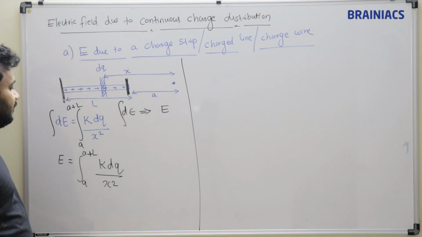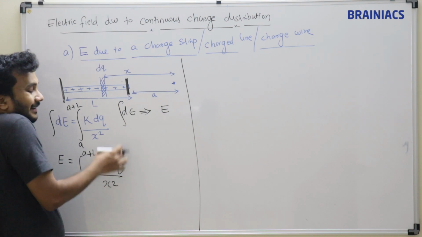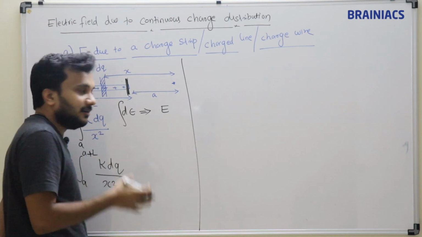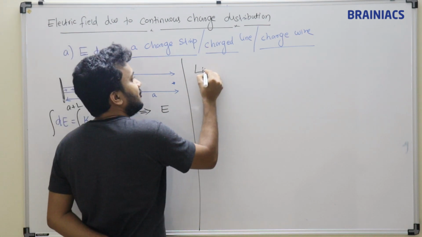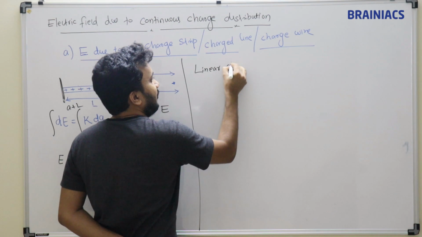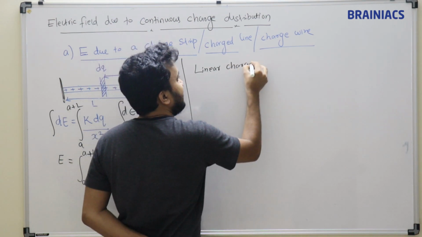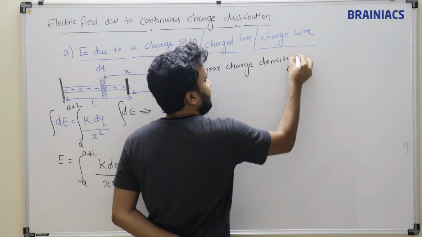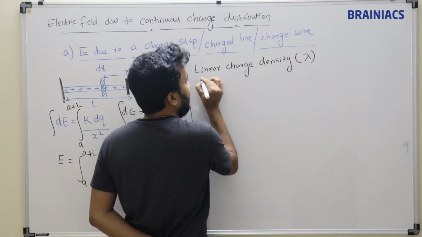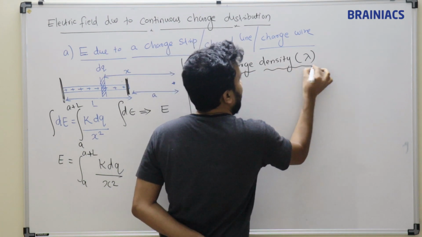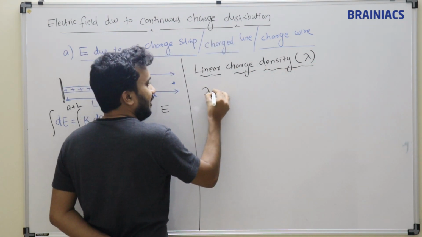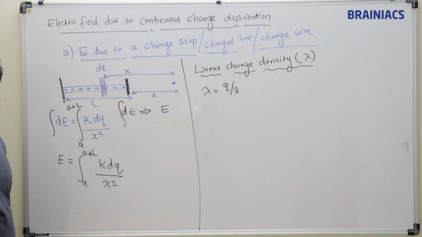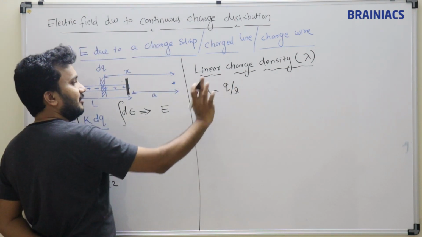We are moving forward. Here in electric field intensity, we are now going to learn one term called linear charge density. Write down linear charge density. This is represented using a letter called lambda. The meaning of lambda is charge divided by its length. That's all. Charge divided by length is called linear charge density lambda.